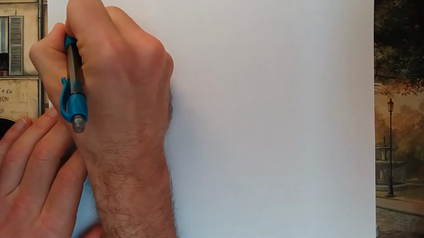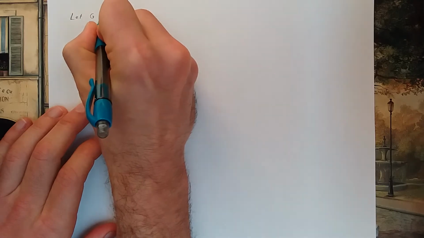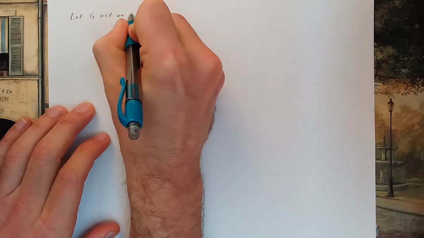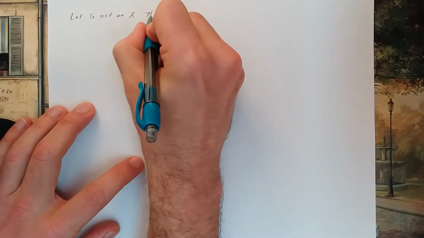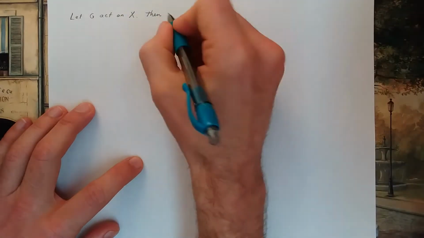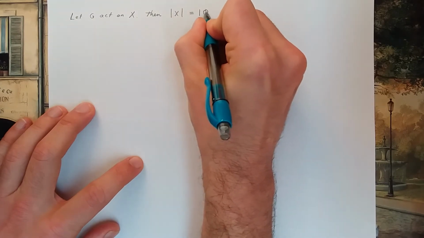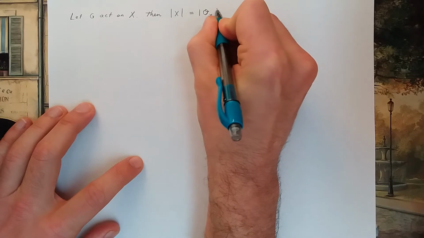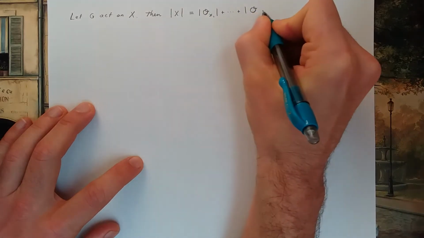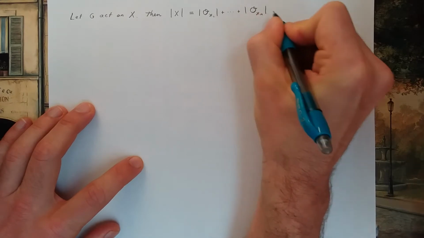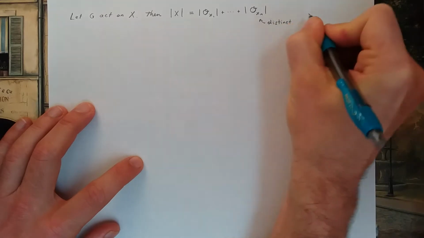Understand group actions a little bit better. So let G be a finite group, and it'll act on X, a finite set. Then the size of the set is the sum of the sizes of the distinct orbits. So these are the distinct orbits.